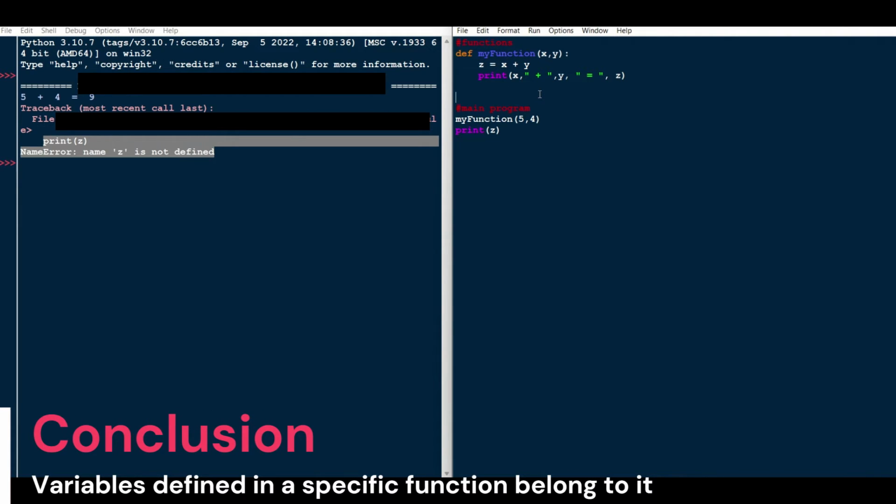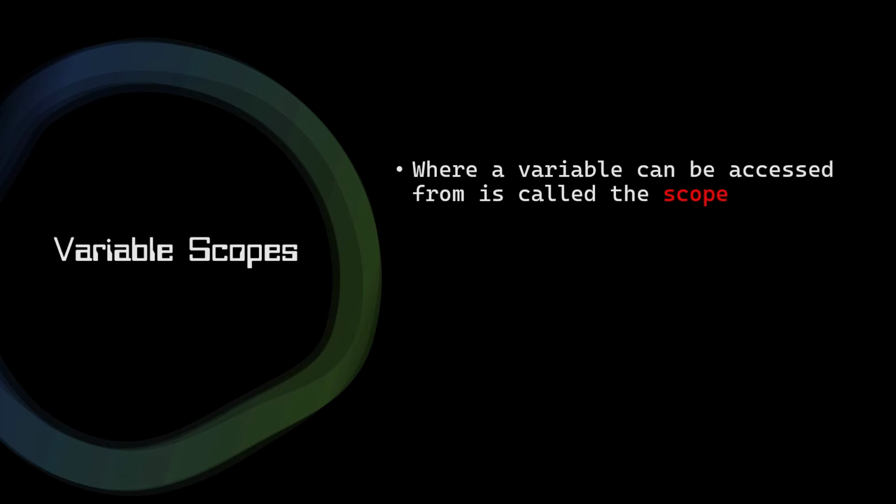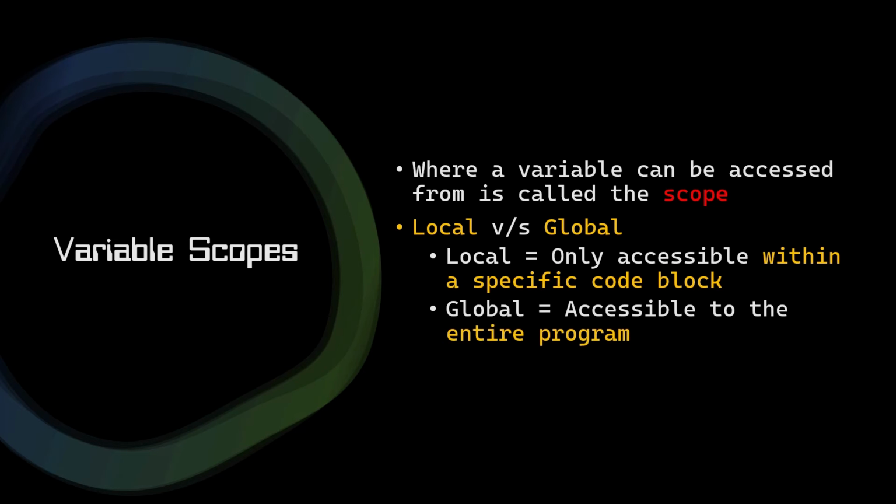So from this we can conclude that a variable that's defined in a function can only be accessed within that specific function. So we concluded from the example that a variable defined in a function specifically belongs to it. This brings us to the topic of variable scopes. Where a variable is accessed from is called a variable scope. There are two kinds of variable scopes, local and global.